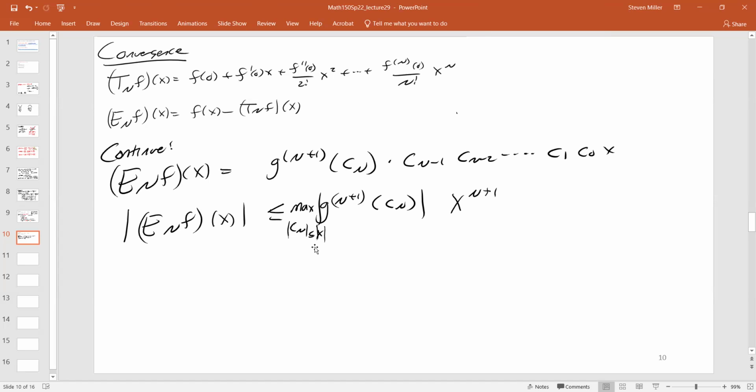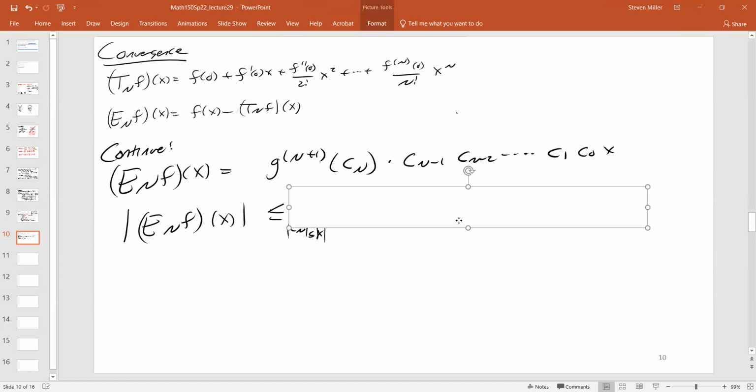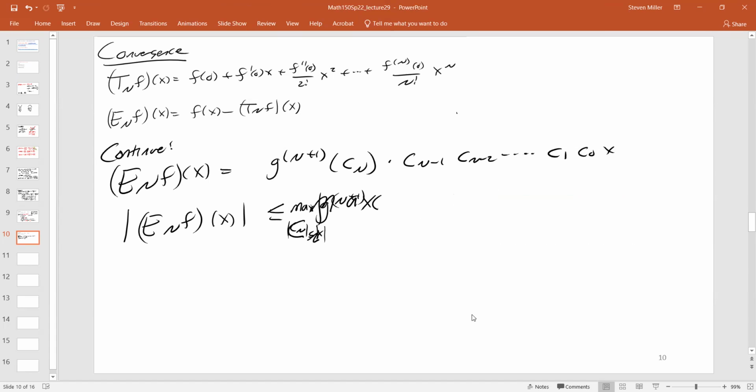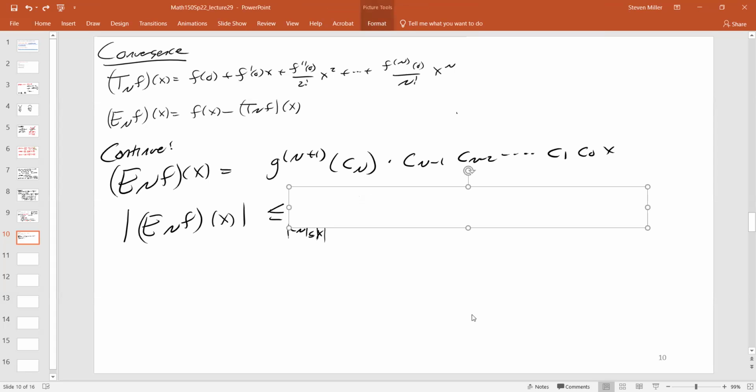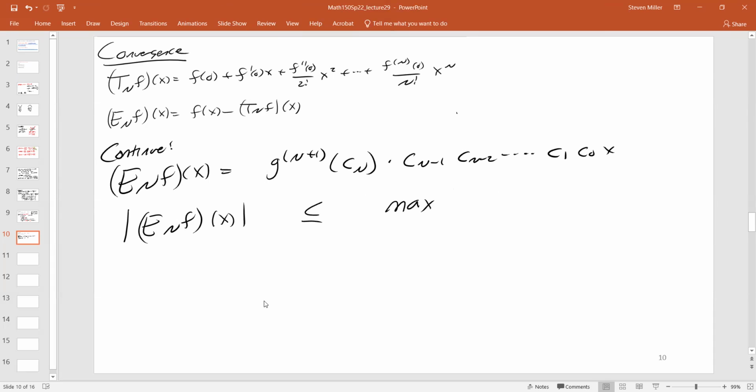So let me just write this up. So this is going to be the maximum over C. Okay. So this would be less than or equal to the maximum over Cn less than or equal to x of the n plus first derivative at Cn, times x to the n plus 1.